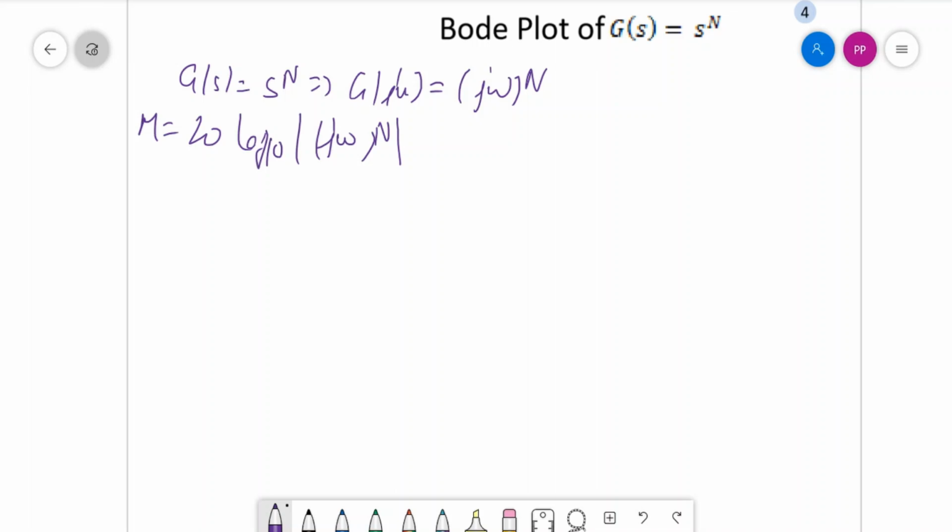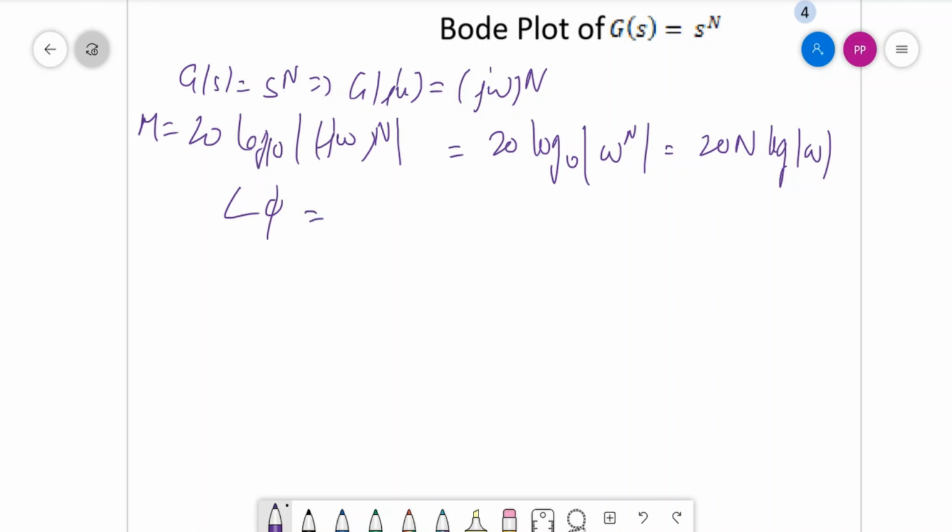So the magnitude is equal to 20 log base 10 of mod of (j omega) power n, and this is equal to 20n log of mod omega. Similarly, we can find the phase phi equal to the angle of (j omega) power n. By De Moivre's theorem, this becomes n times tan inverse of omega divided by 0, which equals n times 90 degrees.